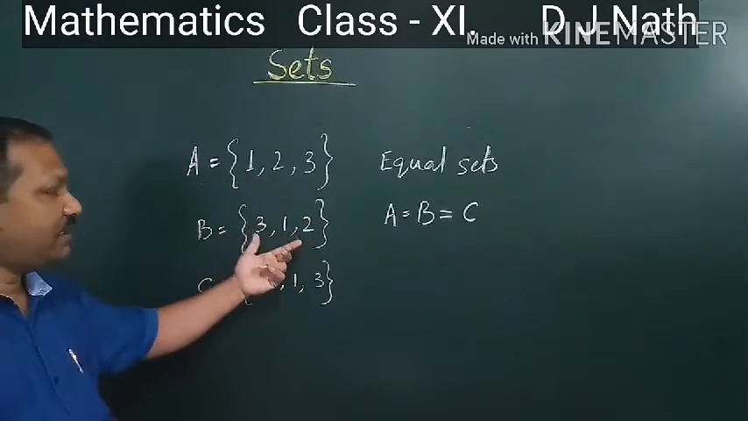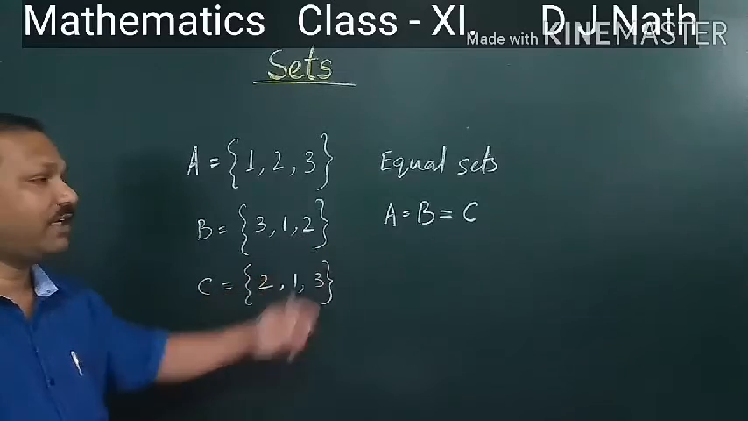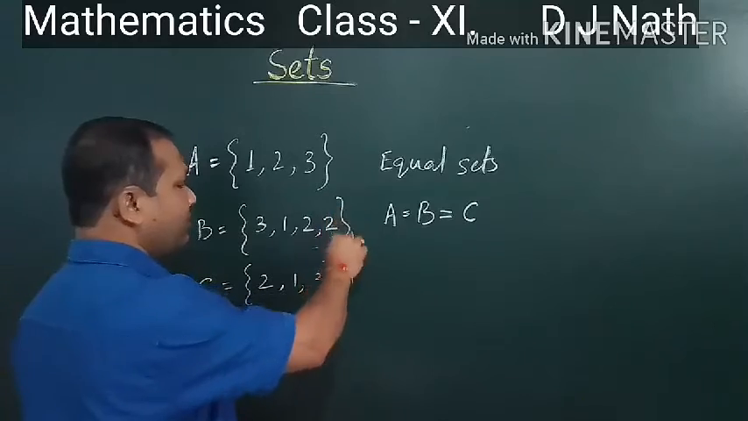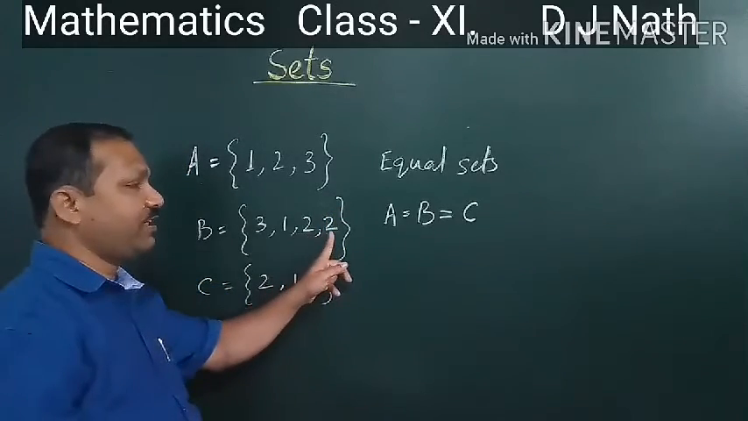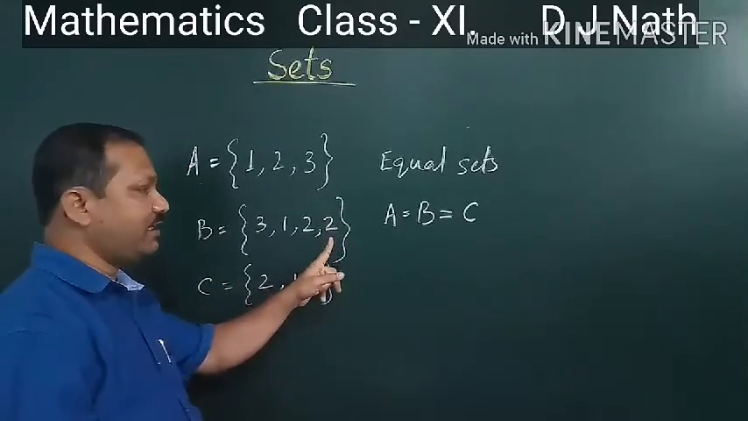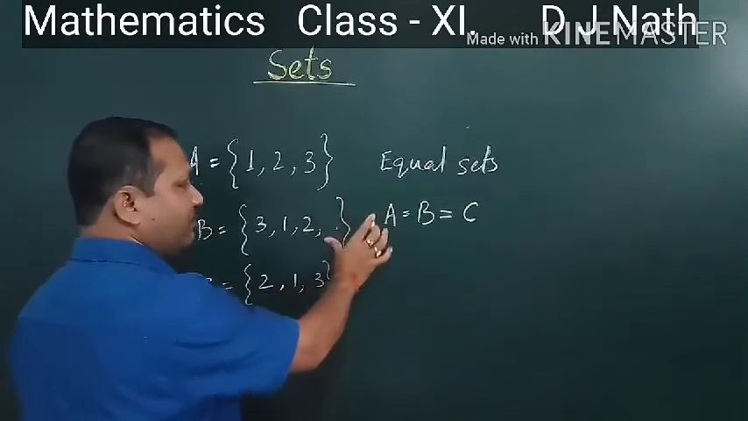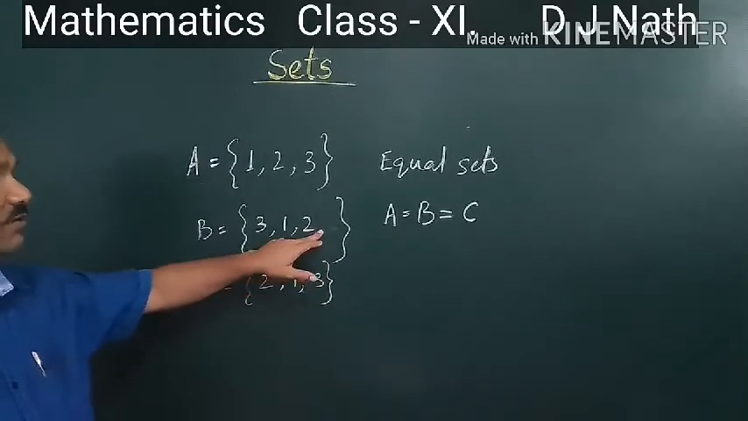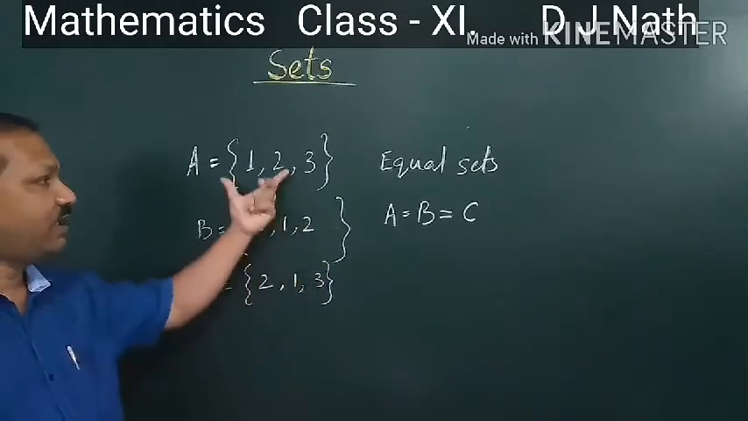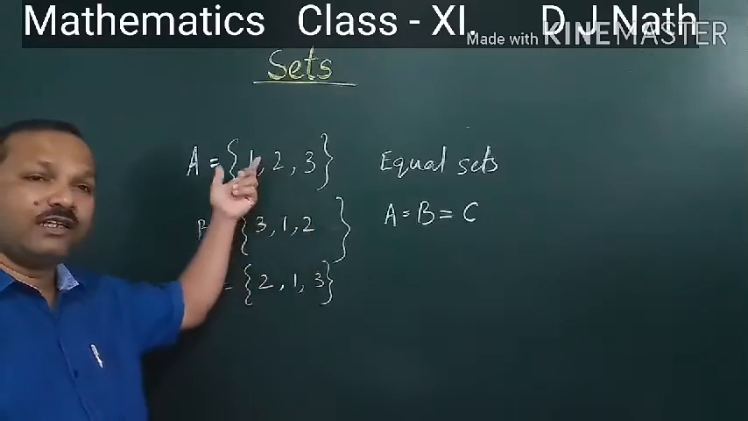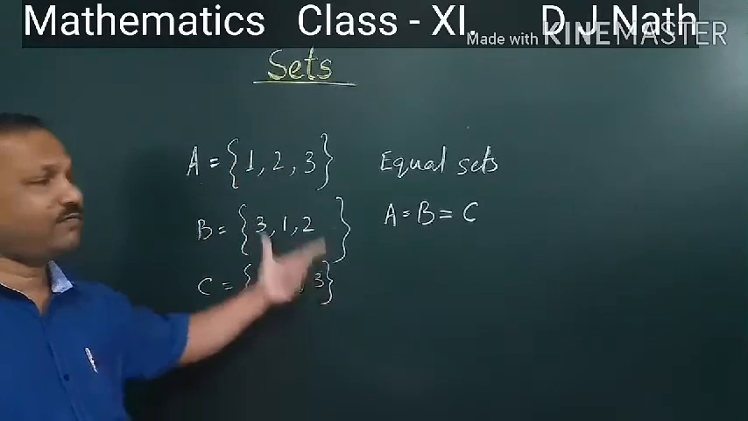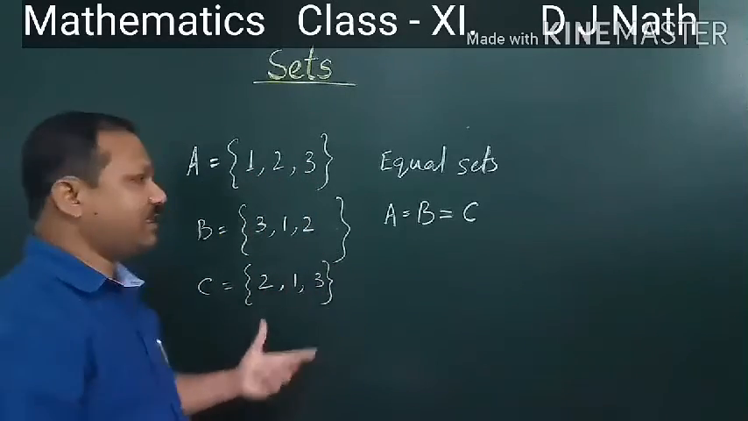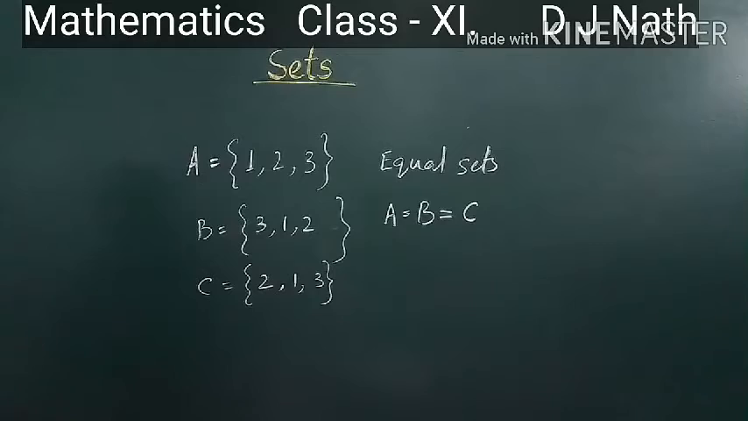Clear? And its elements should not be written in a repeated way. Here 2, again, if I write 2 also, there should not be 2 written again. When we write that, it must be a single one. Alright? So remember that point also. So what is called equal set? If two or more sets have the same elements, then the sets are called equal sets. Now, what is called equivalent set?